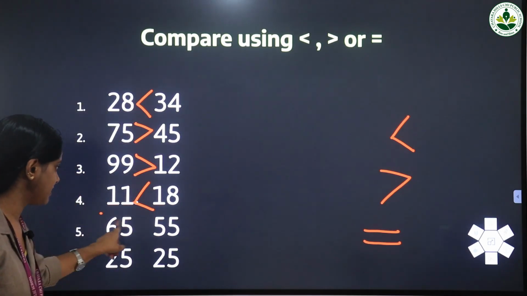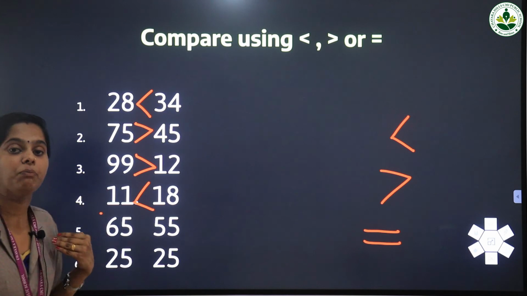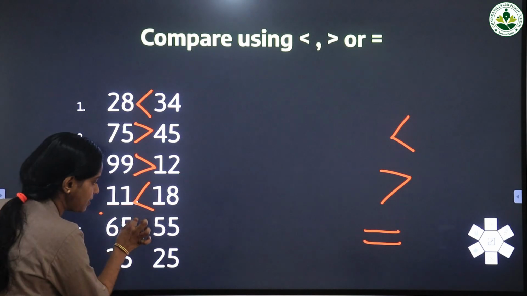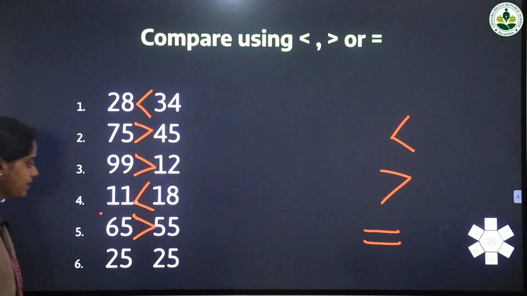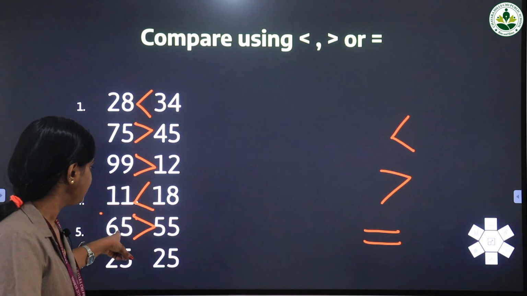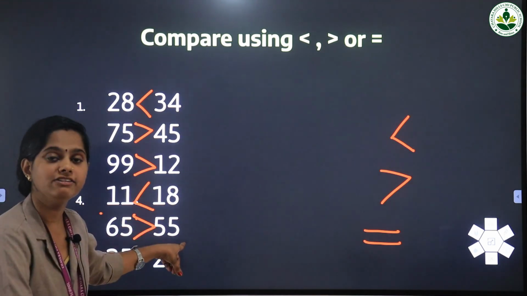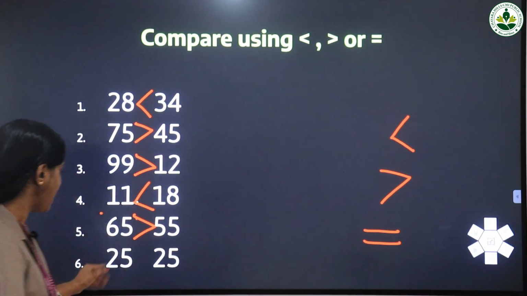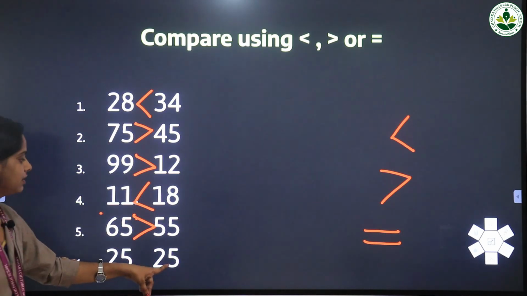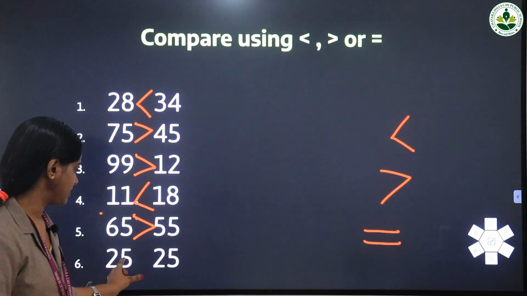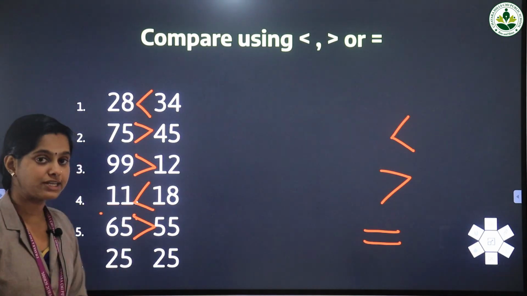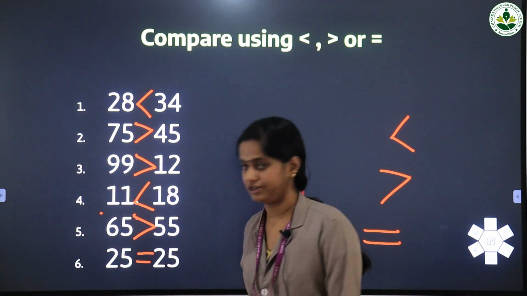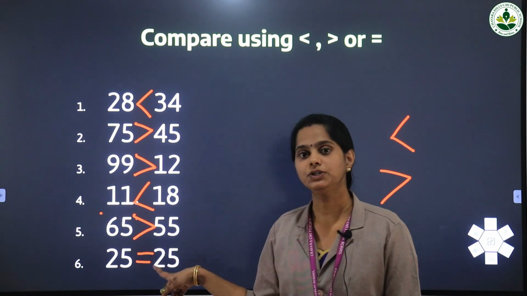Next 65 and 55. Here 6 tens and here 5 tens. We know that the number with more tens is the biggest number. So we can say that 65 is the biggest number. So we place the open mouth towards the biggest number. So we can say that 65 is greater than 55. Another example, 25 and 25. Here we can see 2 tens and 5 ones. Here also 2 tens and 5 ones. So we can say that 25 is equal to 25.